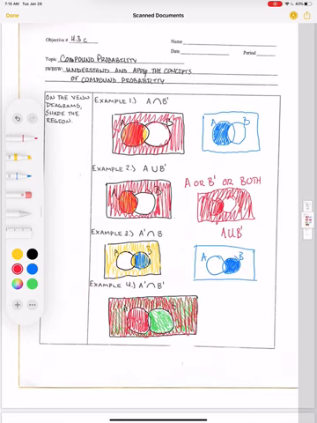Okay, so where the two colors line up is our intersection, and where they line up is all around the outside. And that would be the intersection of not A, not B.